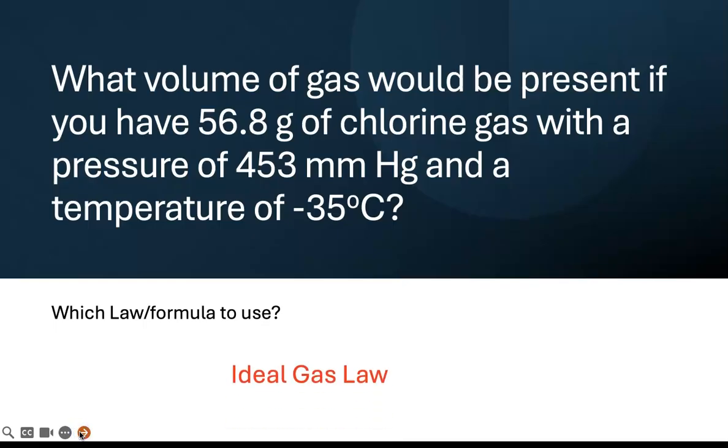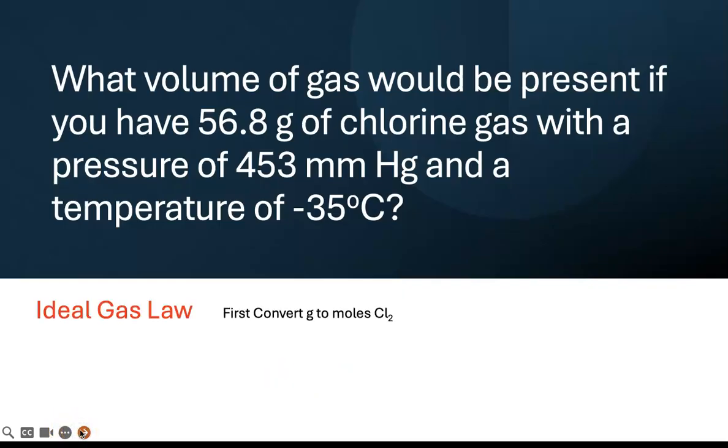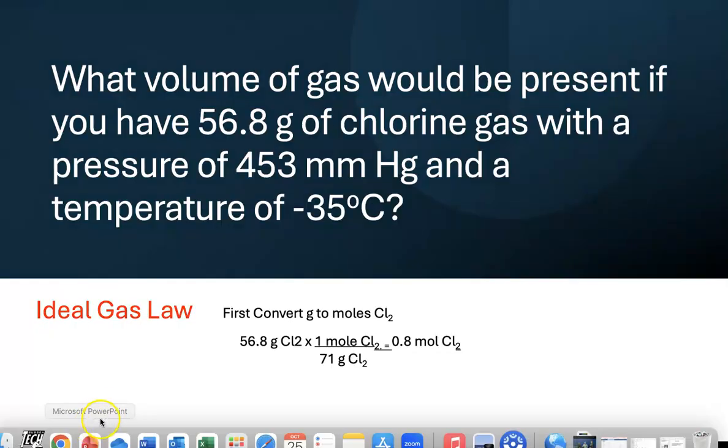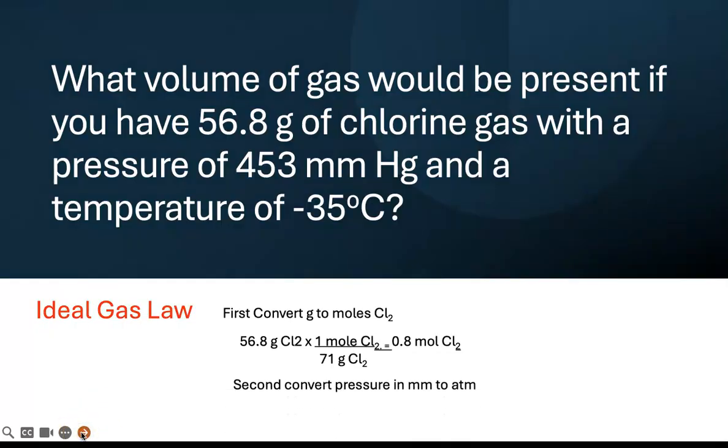I'm going to use that ideal gas law, but I can see that I don't have moles, and my temperature is in Celsius and my pressure is in millimeters. So I'm going to have to do some conversions before I get started. So first, I would convert those grams of chlorine to moles of chlorine using my molar mass. And here you can see that my grams of chlorine are going to cancel right out. So I'm going to get moles of chlorine. I'm also going to have to convert my pressure to atmospheres, because anytime I'm dealing with the ideal gas law, because of R, my pressures are going to have to be in atmospheres.